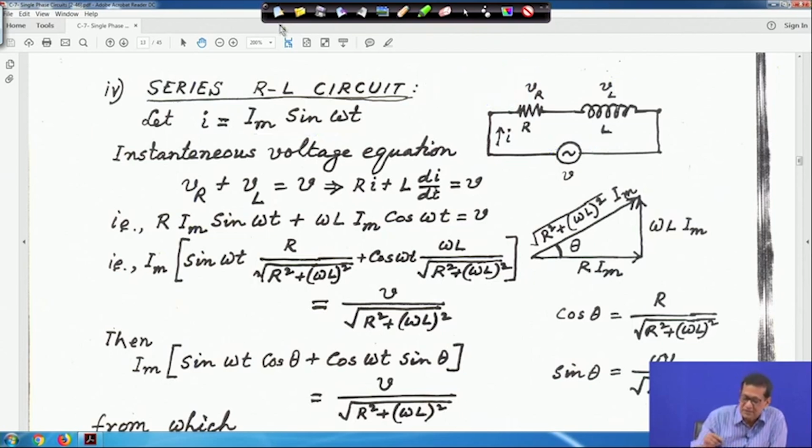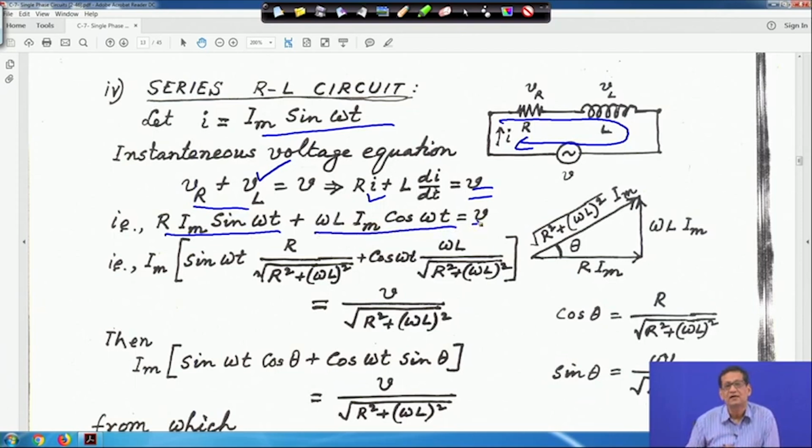Next is the instantaneous voltage, that is VR plus VL is equal to V. VR is the current flowing through the resistance, so it is IR, and VL is L into di by dt. VR plus VL is equal to V, so V is equal to IR plus L di by dt. Now I is equal to Im sin omega t. If you substitute here, it will be R Im sin omega t plus omega L Im cos omega t is equal to V.